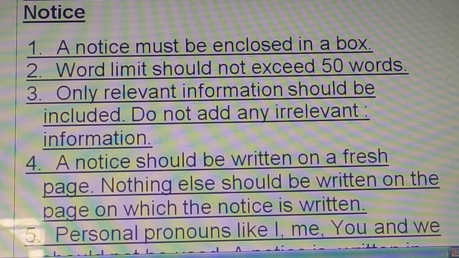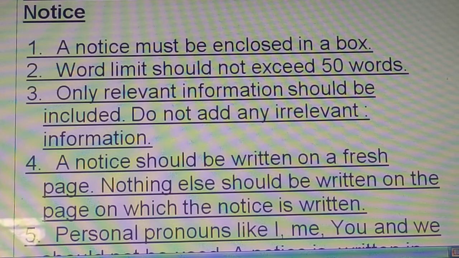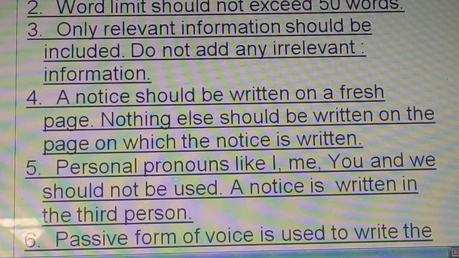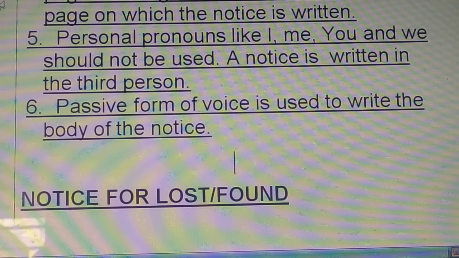So these are the points which you must remember. A notice must be enclosed in a box. See children, a box carries 1 mark. Don't forget that. Word limit should not exceed 50 words. Relevant information should be provided. No irrelevant information to be given. Notice should be written on a fresh page. Nothing else should be written on that page. Personal pronouns should be avoided. A notice is written in third person. Passive voice is used to write the notice.